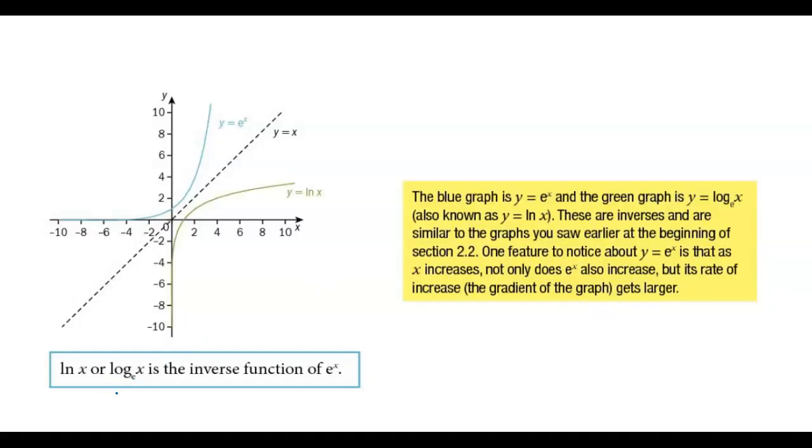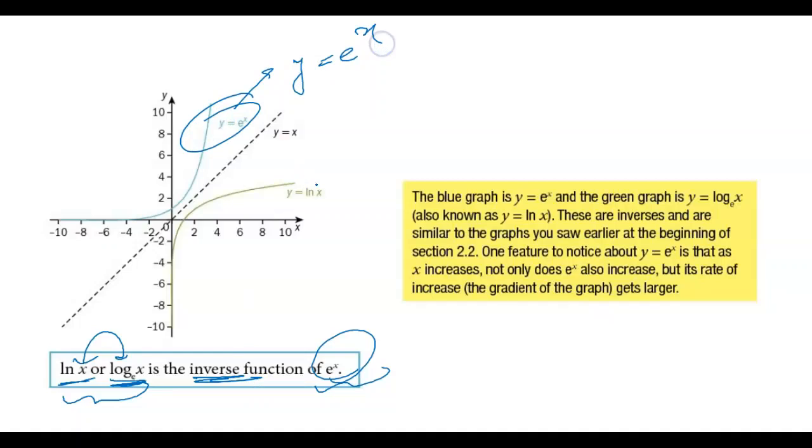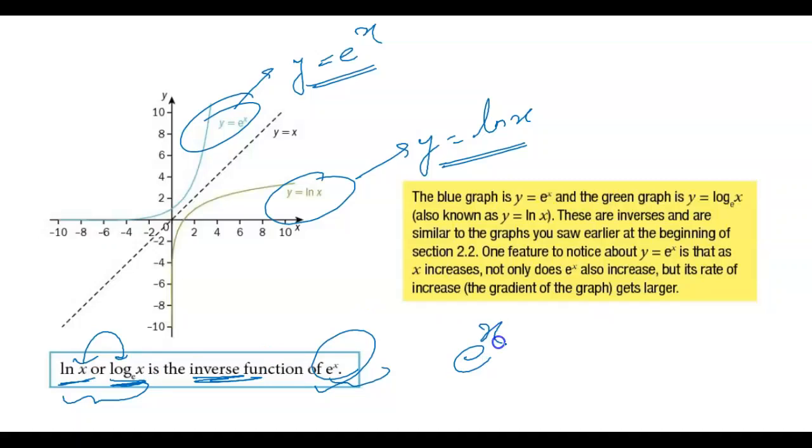Now, for the graph, we will be considering natural log, log of x to the base e. This is the inverse function of the exponential function. This is the log function, this is the exponential function, and they are inverse of each other. Suppose I have y equals e raised to power x. So the inverse of this function will be y equals ln x. Okay, children? Ln x or log x is the inverse function of e raised to power x.